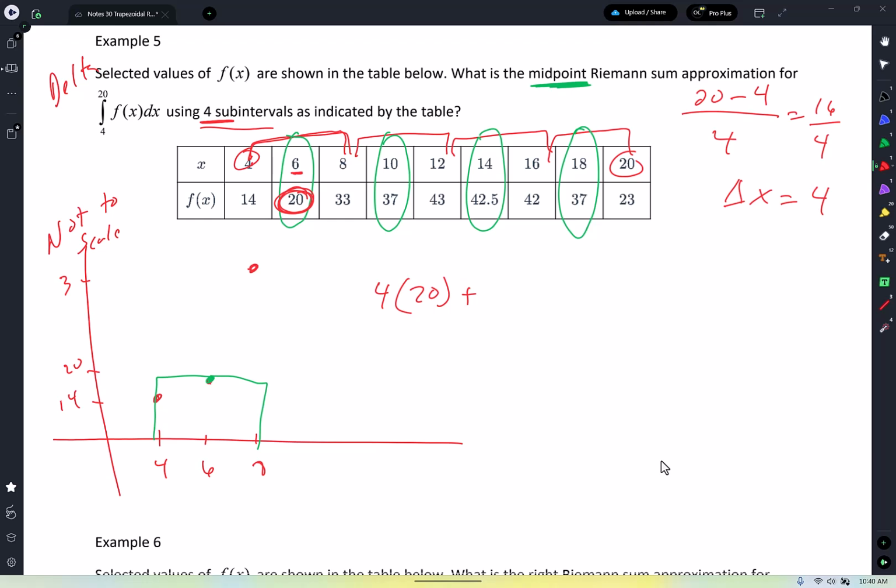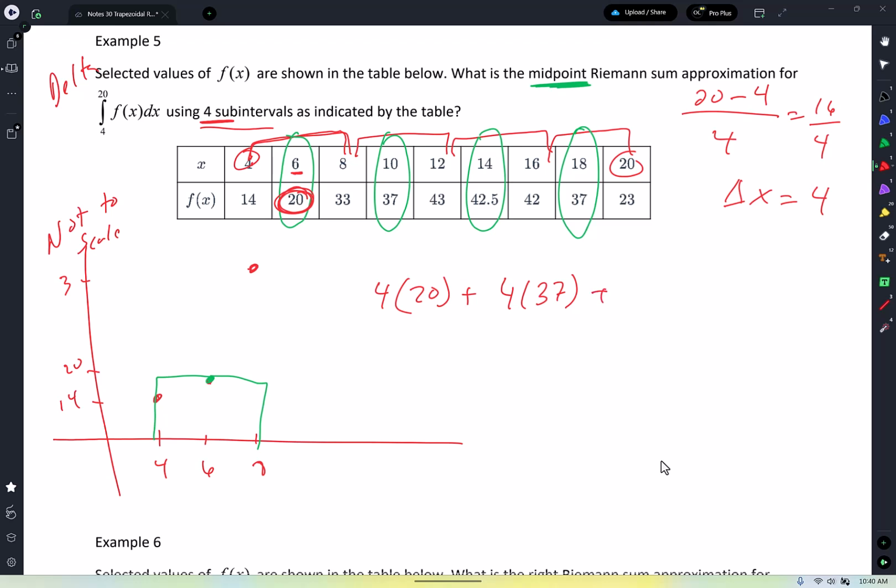Here's my second rectangle. From 8 to 12. That's my 4. That's the width of 4. And I'm using the one in the middle because they say midpoint. The height is 37. So I'm going to go 4. All of them have a 4, right? Times 37. Because I'm using the one in the middle.